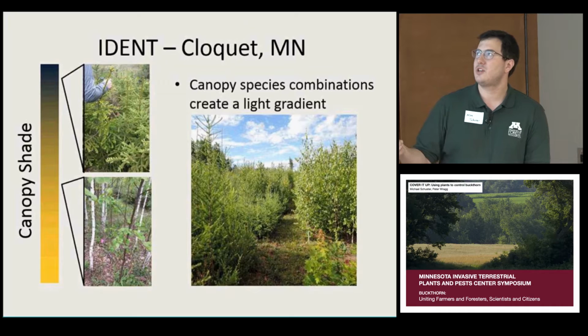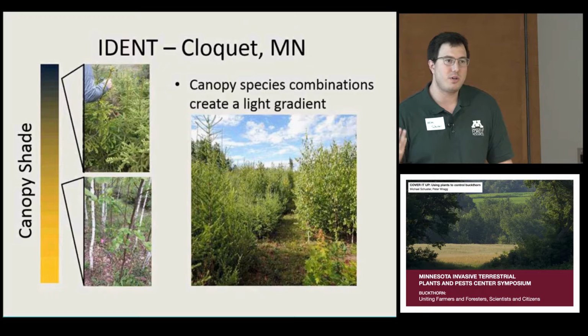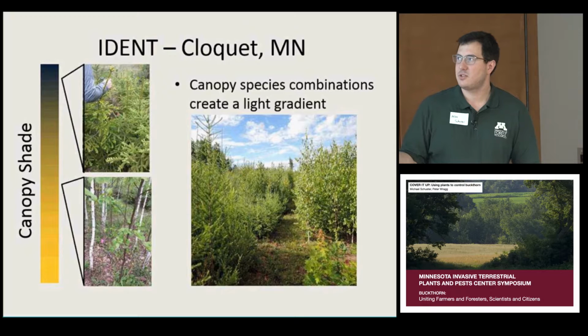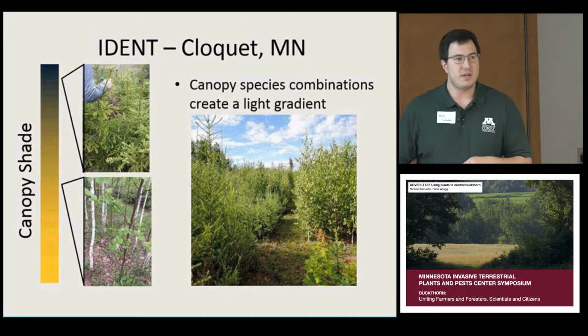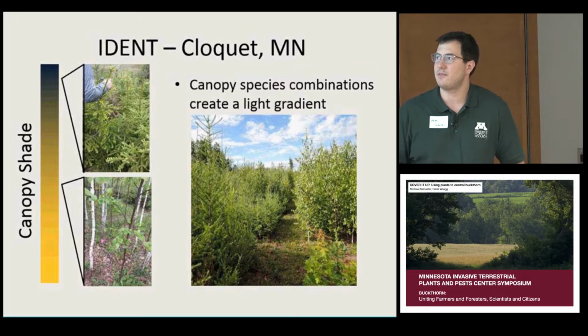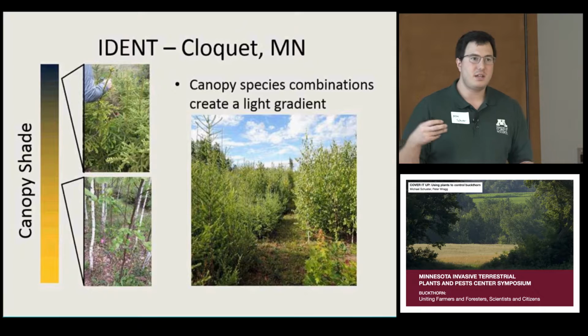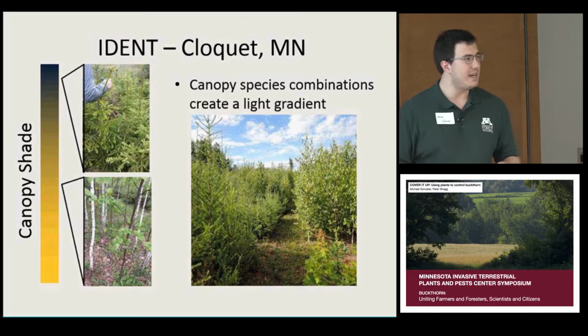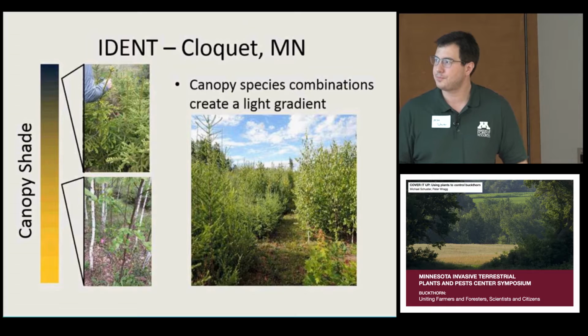This is a forest biodiversity experiment where different combinations of angiosperms and gymnosperms are planted at different diversity levels. That experiment looks at a whole suite of different ecosystem functions, but what we're using it for is the light gradient that it creates. Planting species in different combinations creates a gradient of canopy shading. And so we planted buckthorn germinants into all 192 of these IDENT plots a year and a half ago in 2016, and we've been monitoring their progress since.